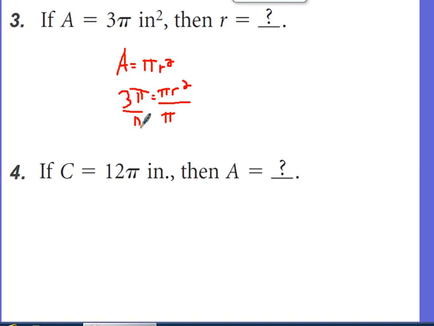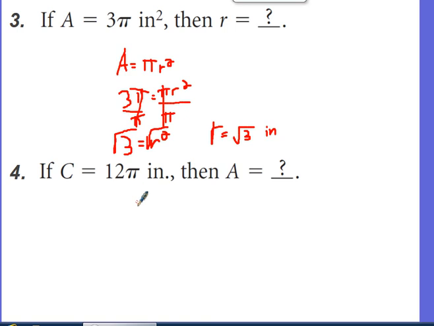Divide it by pi on both sides. This is stuff we gotta be getting good at. If this is still confusing you, then you're gonna struggle with this section. You need to make sure you find time. 3 equals r squared. You gotta take the square root of both sides. So your answer is actually square root of 3. You are welcome to take the square root of 3 and see what that gives you. But I prefer square root of 3 inches.